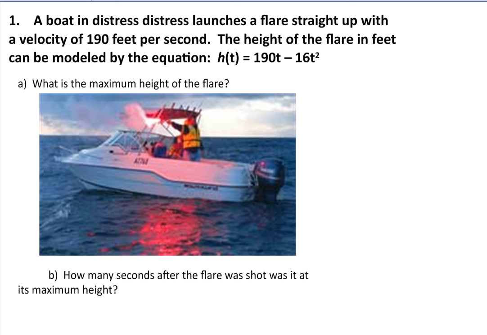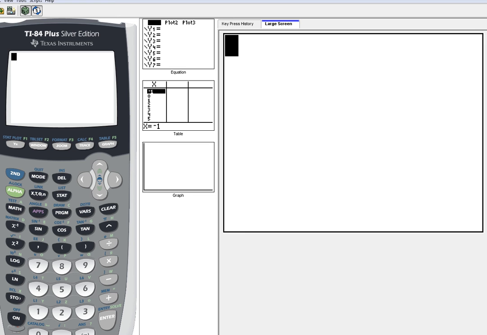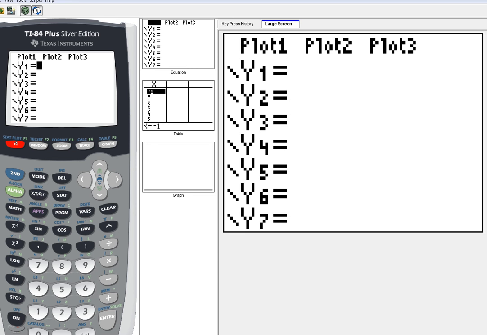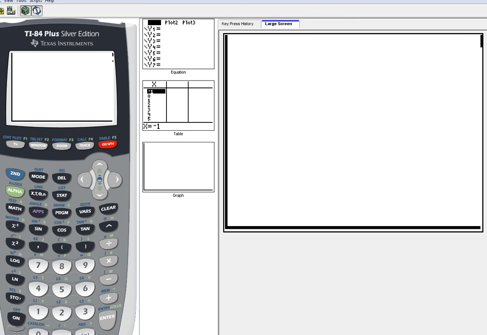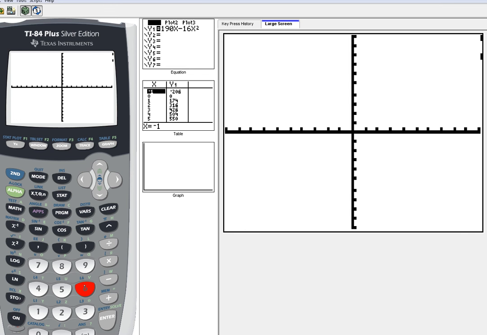So we could do this by hand, but we're choosing to use our calculator for this. So when you look at your calculator, I'm going to go into y equals, and I'm going to put that equation in there that they just gave me. So I'll do 190x minus 16x squared. Now when I hit graph here, if your graph looks weird, just hit zoom 6. It should be a normal graph then. Here's my graph.